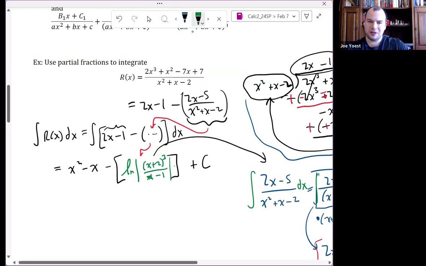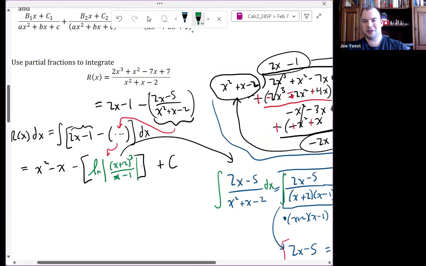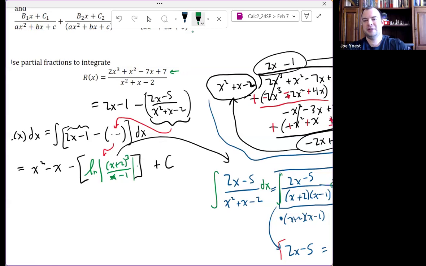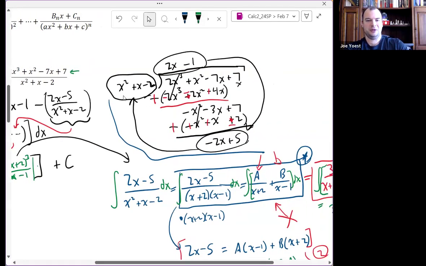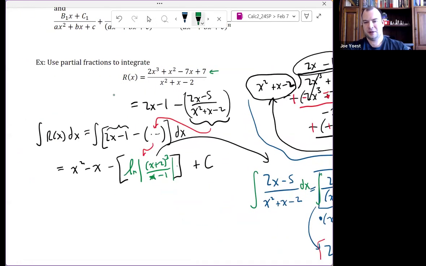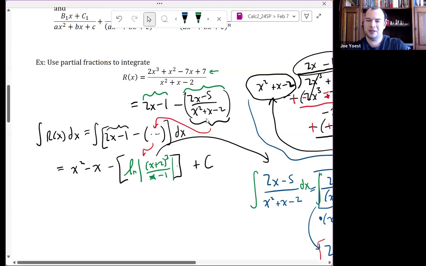So again, several components to this. First, we check, is the degree of the numerator less than the degree of the denominator? If it's not, if it's equal to or greater than, do polynomial long division, break off my polynomial terms, and then integrate those. Those are straightforward to integrate. And then I'm left with a rational expression that's the remainder, in a sense, where the degree of the numerator is less than the degree of the denominator.